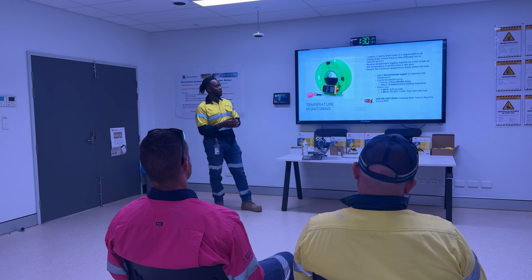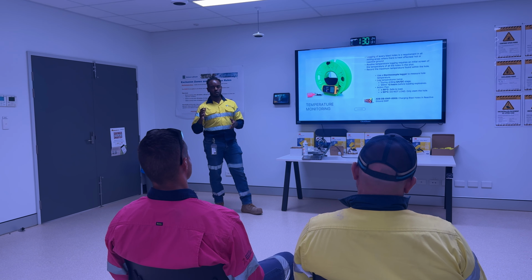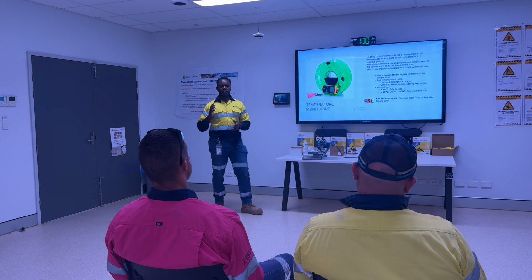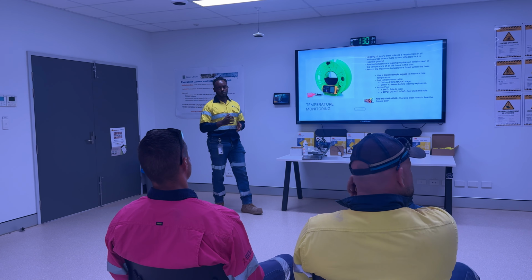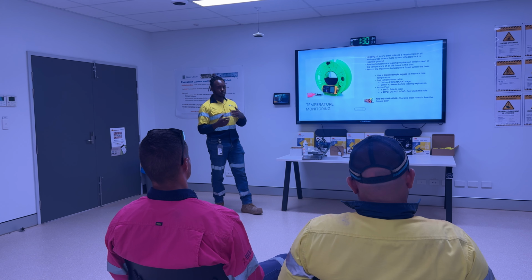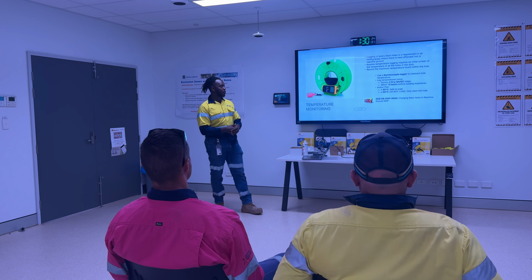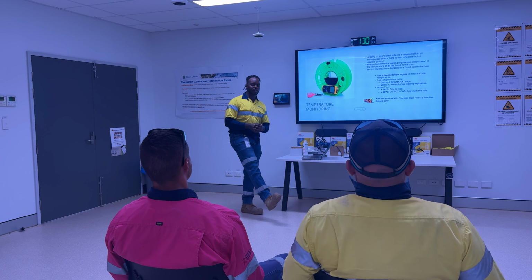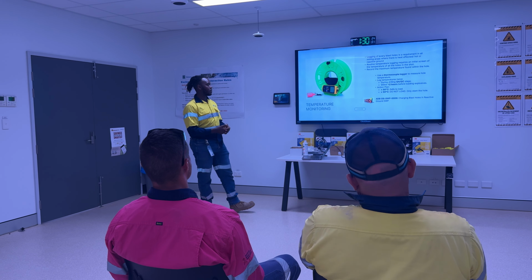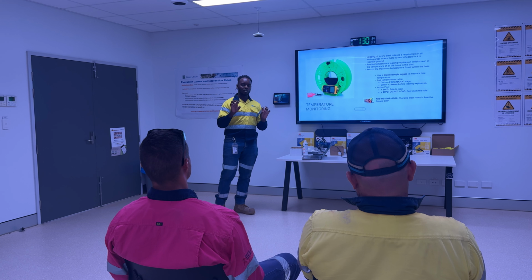The routine temperature logging requires an initial screen of the temperature of all holes in the shots. So you have to measure all the holes in the shots, and then start probing those reactive holes and measure the minimum and maximum temperatures. This would be ideal within 12 hours before loading explosives, but also during the QA and QC stage after drilling. The most important thing for us to know is that anything below 50 degrees is safe to load. It's not considered a reactive hole.